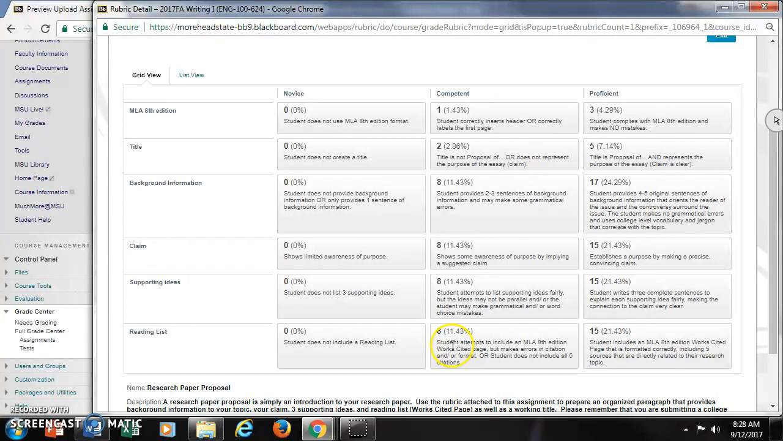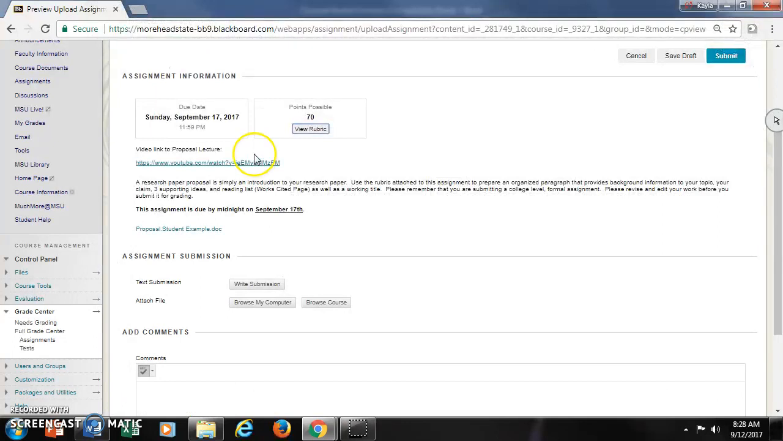Let's go over to 8, the competent. Student attempts to include an MLA 8th edition works cited page, but makes errors in citation and or format, or student does not include 5 citations. So please take the time to read these rubrics, as I have to use these rubrics to score your work. So it's very important that you take the time to do that.